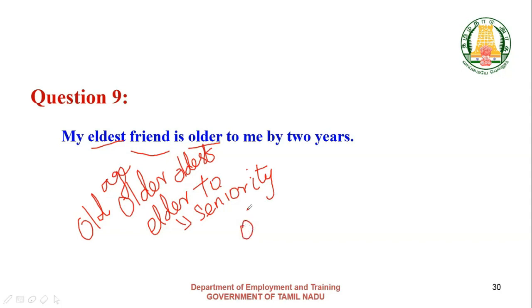But for older, we should use than. So here the error is: my eldest friend is older than me by 2 years.